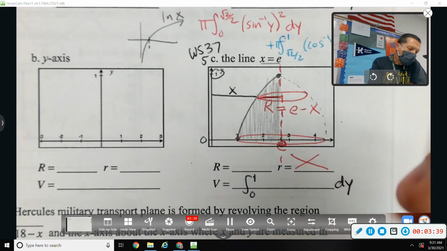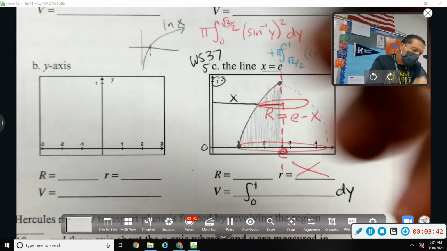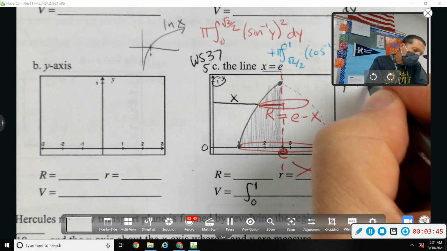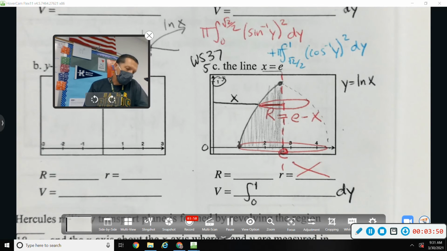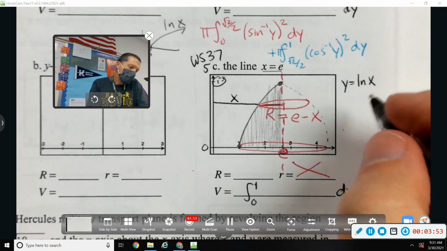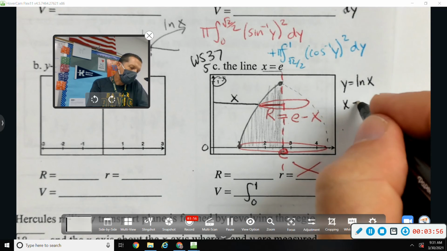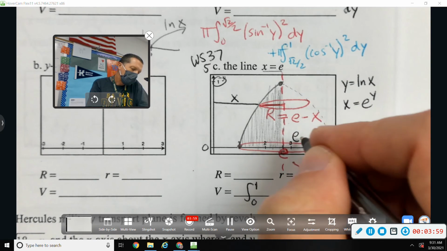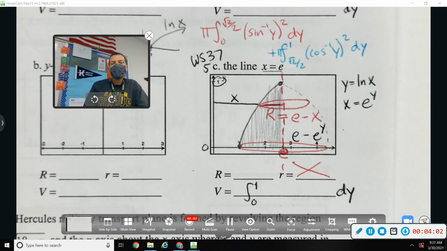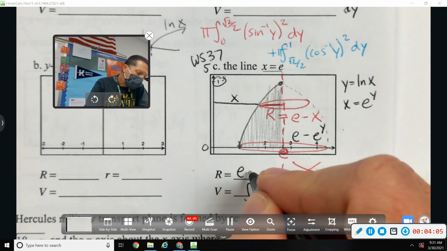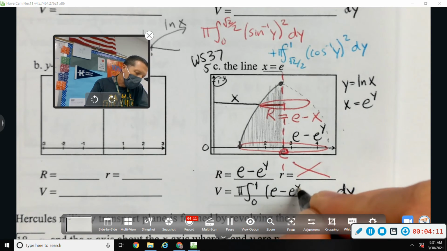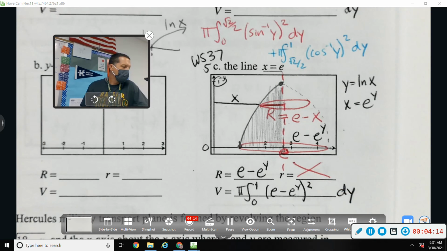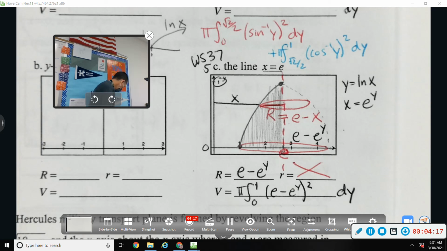But I need it in terms of y, so I'm not even done yet. See, if y equals natural log of x, then what does x equal? Yeah. So if you do the loop-de-loop thing, x equals e to the y. So that's kind of weird. R is e minus e to the y. That's a weird one. Not sure I got that the first time I did this. Yep.